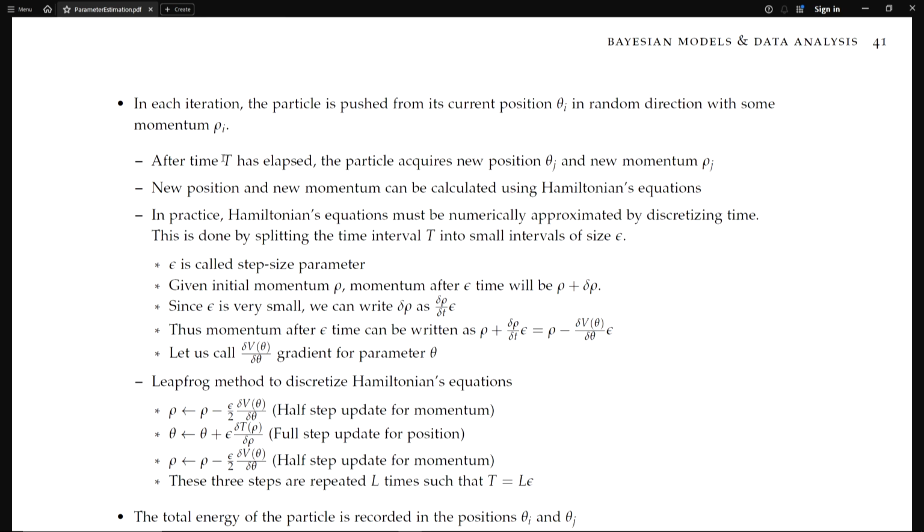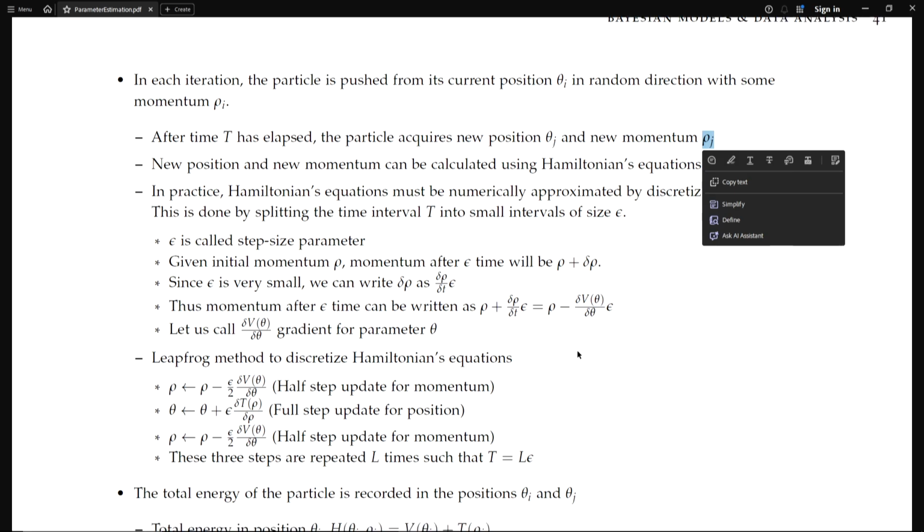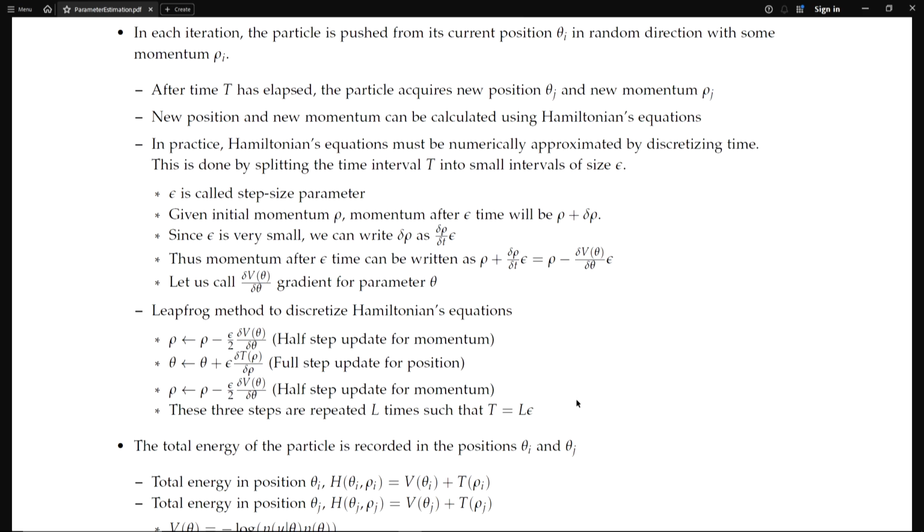So, these are the steps in the algorithm. In each iteration the particle will be pushed from its current state in a random direction with some momentum rho I, and after time t has elapsed, the particle will acquire a new position theta j and new momentum rho j. So, that is what we want to observe. We will calculate this new position theta j and new momentum rho j, and then calculate the total energy of the particle in this new state and the current state, right.